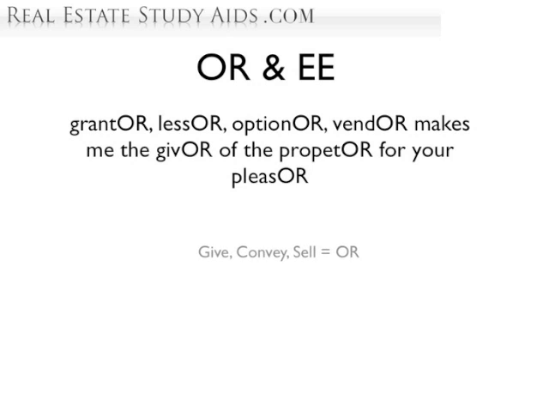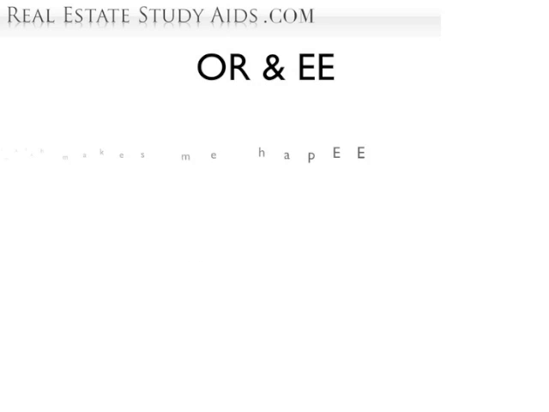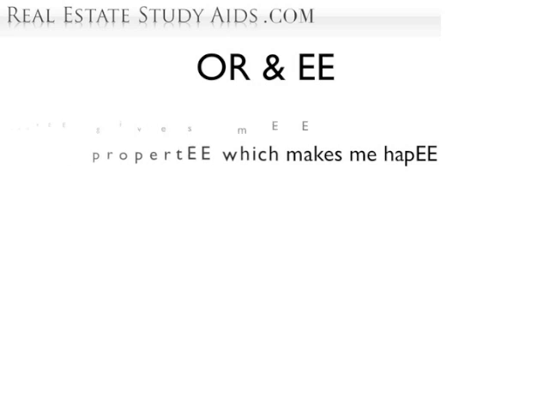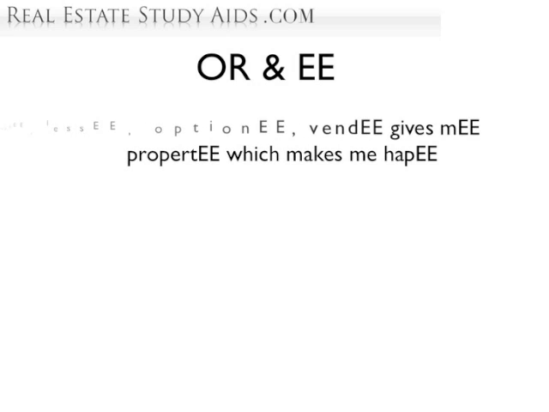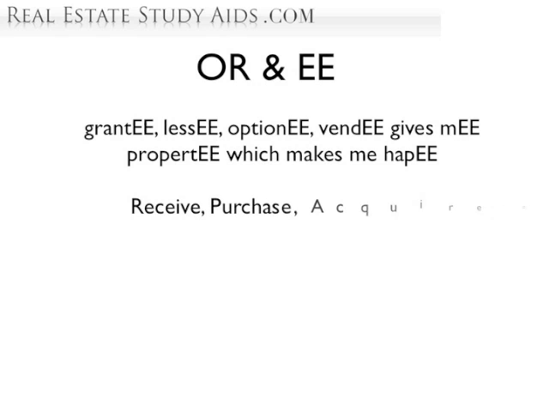Grantor, lessor, optionor, vendor makes me the giver of the property for your pleasure. So if you see words like give, convey, sell, that is an OR. Now say grantee, lessee, optionee, vendee gives me property, which makes me happy. So if you see words like receive, purchase, acquire, you know it is an EE.